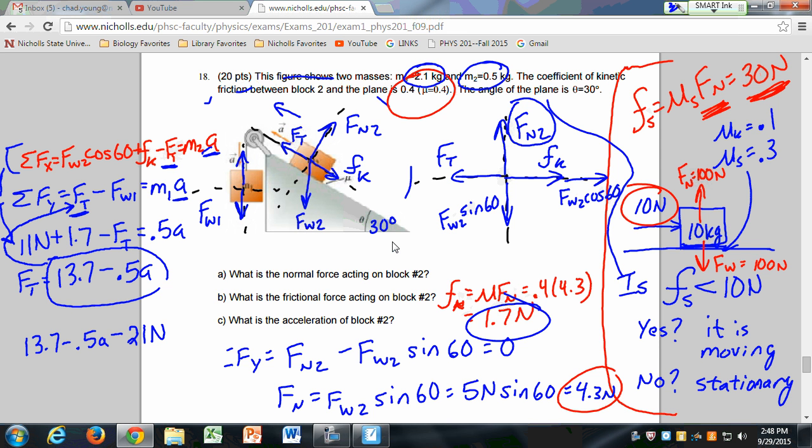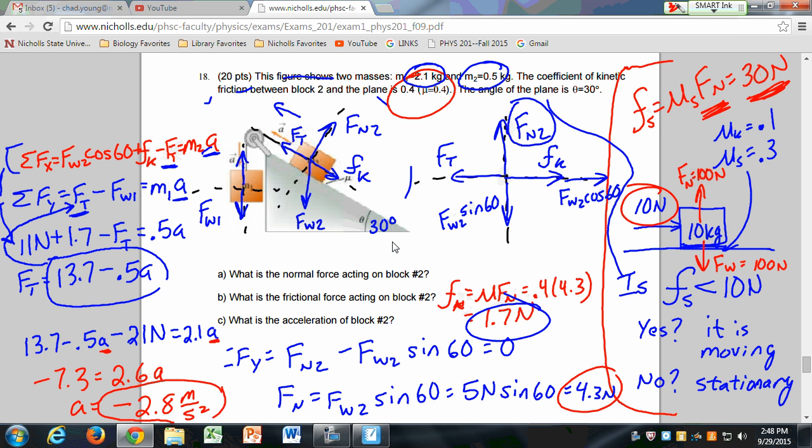Okay, this is 2.1 kilograms. I just multiply that times 10. That's equal to M1, which is 2.1A. Now notice I have only one unknown in that equation, so I can solve it. Get 13.7 minus 21 minus 7.3 equals 2.6A. A is 7.3 over 2.6, negative 2.8. So that's the answer.